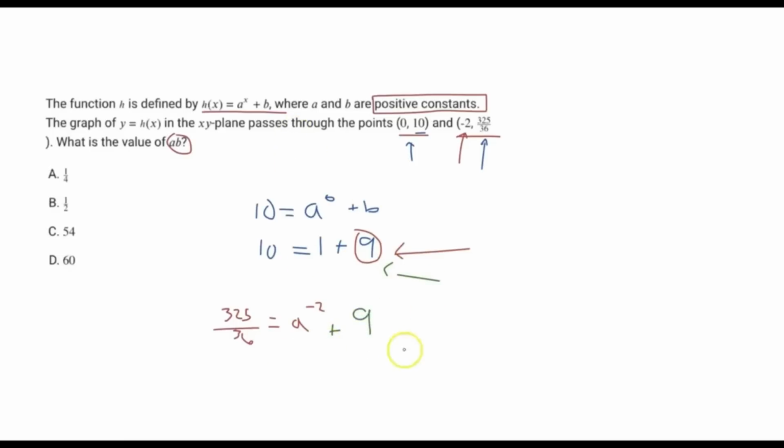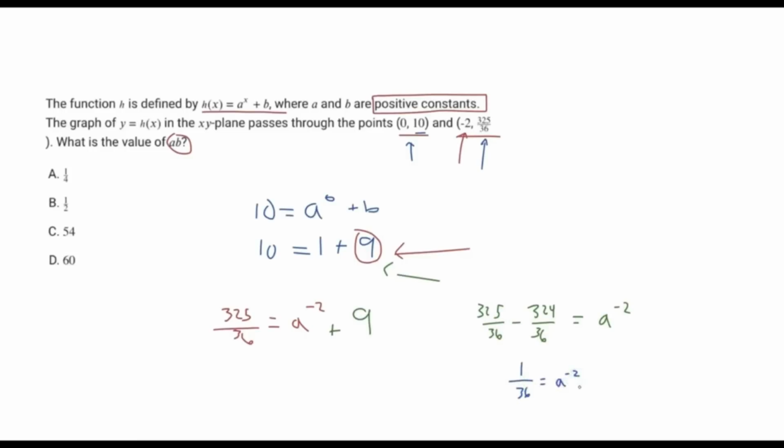So we can subtract 9 on both sides. And this is actually interesting because 325 over 36, 9 times 36 is going to give us 324. And so when we subtract 9 on both sides, that in reality is just subtracting 324 divided by 36. And this will be set equal to a to the power of -2. And so if we want to solve for a here, let's simplify the left side. That is going to be 1 over 36 equals a to the power of -2.